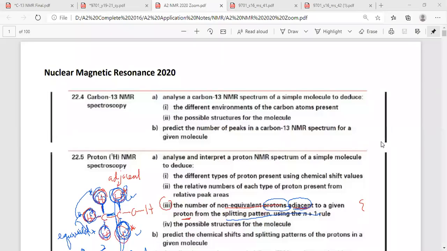Hi guys, today we're going to do nuclear magnetic resonance for carbon-13. We have done proton already. So this, let me highlight first.